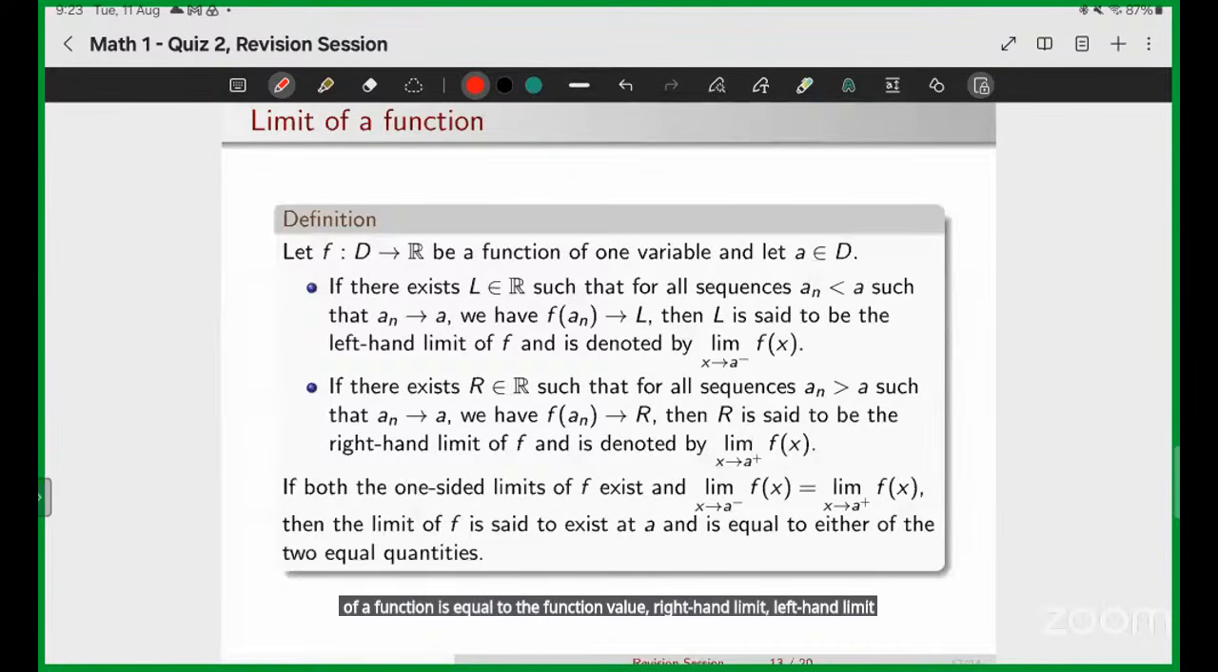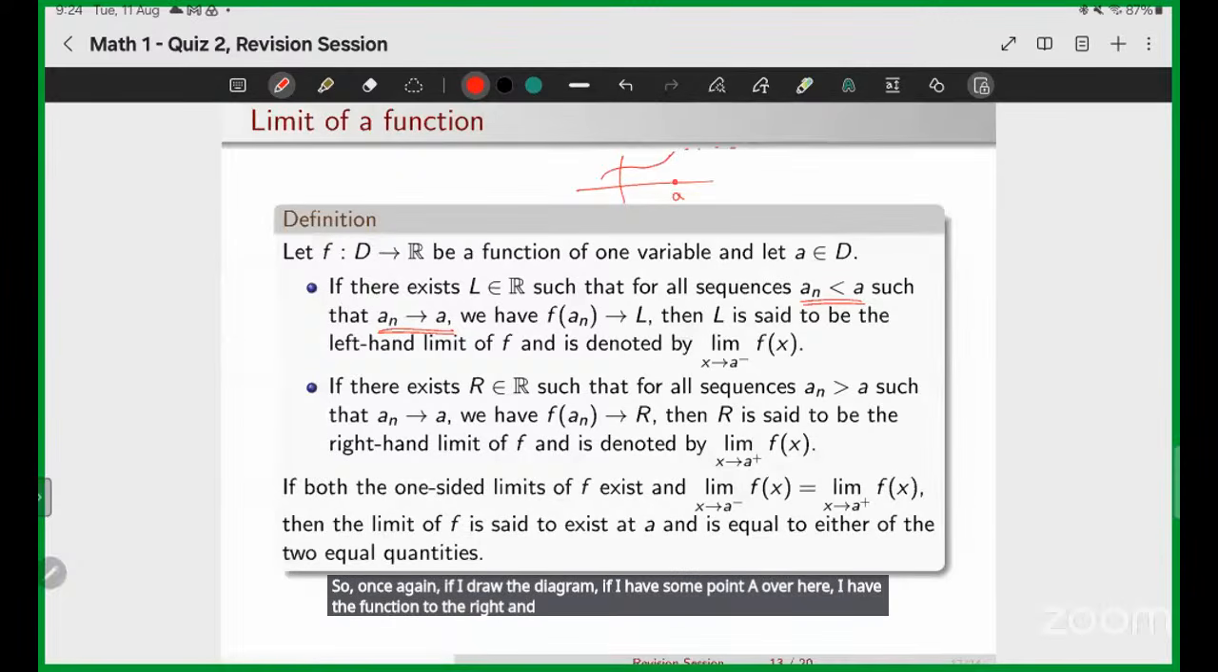So here we have the definitions for the right-hand limit as well as the left-hand limit. As I was saying earlier, if I have a function, I look at the behavior of the function to the left of a point. When I say that, I consider the sequences which approach the point from the left, meaning a_n is less than a and a_n converges to a. So once again, if I draw the diagram, I have some point a over here, and I have the function to the right and something else to the left.